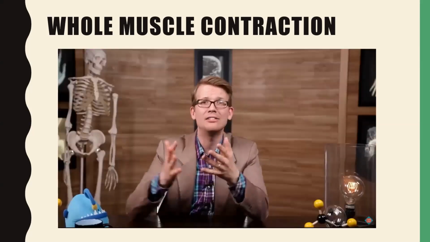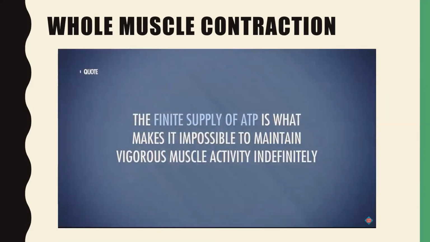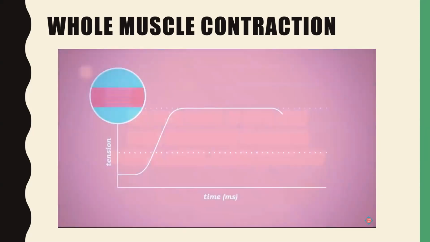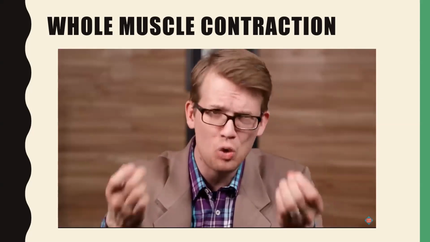Now, tension means myosin and the calcium pumps are burning up the muscle cell's ATP, and the finite supply of ATP is what makes it impossible to maintain vigorous muscle activity indefinitely. Prolonged contraction leads to muscle fatigue, and when your muscles just can't take it anymore, all that tension crashes to zero. And remember, all of this twitching happens in individual motor units.